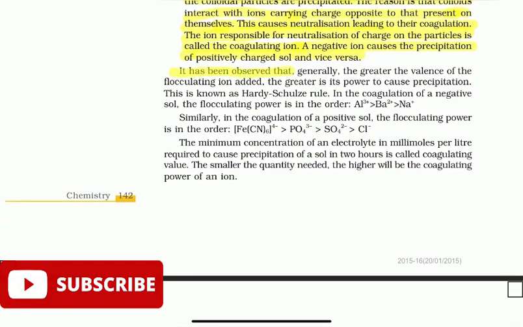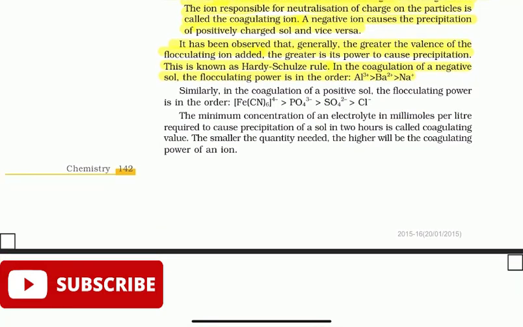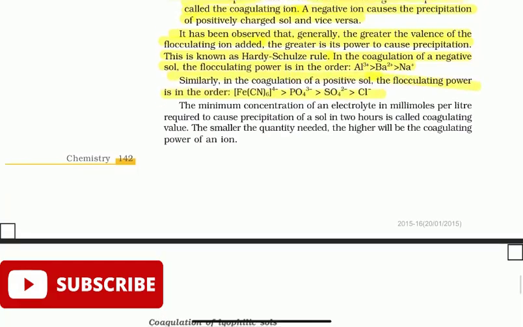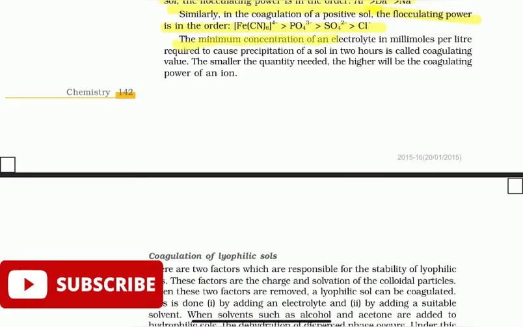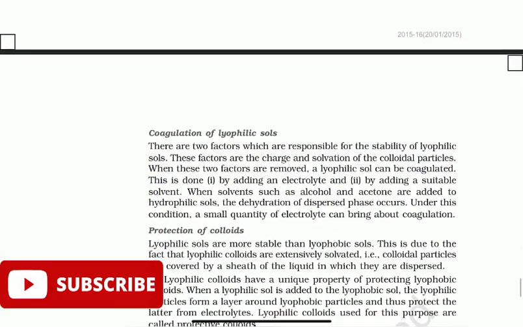It has been observed that generally, the greater the valence of the coagulating ion added, the greater is its power to cause precipitation. This is known as Hardy-Schulze rule. In the coagulation of a negative sol, the flocculating power is in order Al3+ > Ba2+ > Na+. Similarly, in the coagulation of a positive sol, the flocculating power is in order of this. The minimum concentration of an electrolyte in millimoles per liter required to cause precipitation of a sol in 2 hours is called coagulating value. The smaller the quantity needed, the higher will be the coagulating power of an ion.